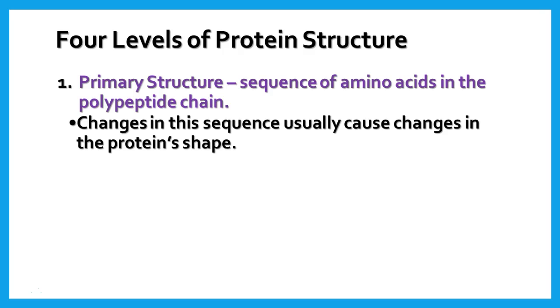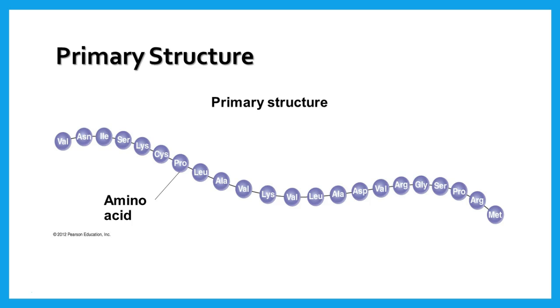The first level of structure is called primary structure, and this is the sequence of the amino acids in the polypeptide chain. Now, this sequence is coded for in the DNA and the genes of your body. And changing the sequence often causes some kind of change in the shape of the protein because of the interaction of those R groups.